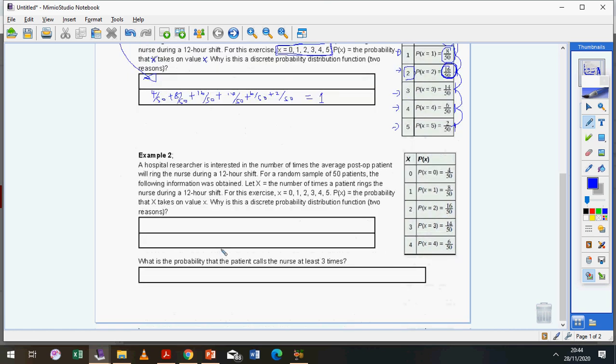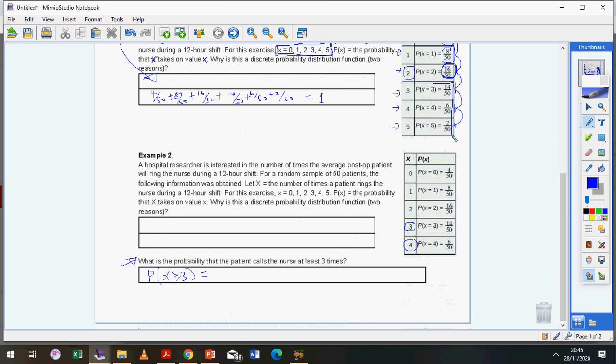What's the probability that the patient calls the nurse at least 3 times? Maybe this is the reason I added this. So probability of at least 3 times means what's the probability that the patient calls the nurse 3 or more times, right? So 3 or more. We have 3 times, we have 4 times, and this table wasn't completed, but we have 3 times, 4 times, and 5 times because this is the same question.